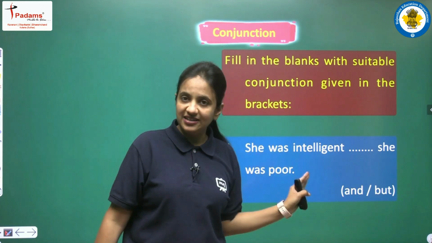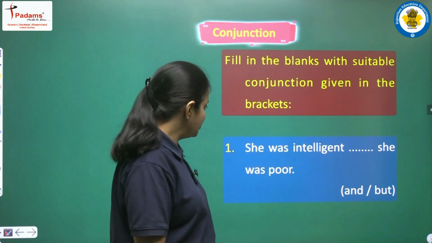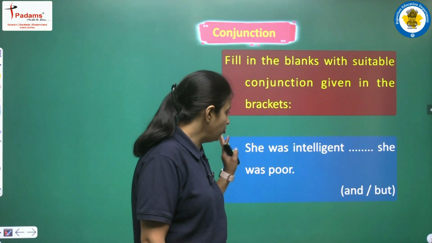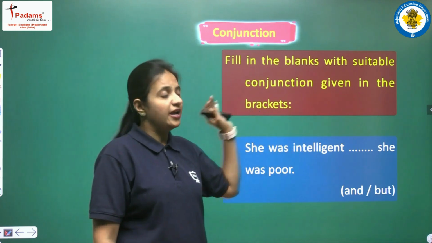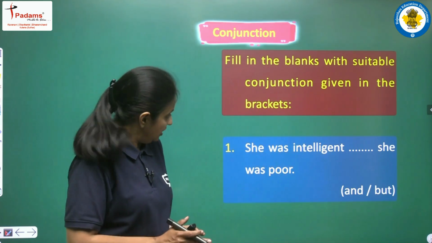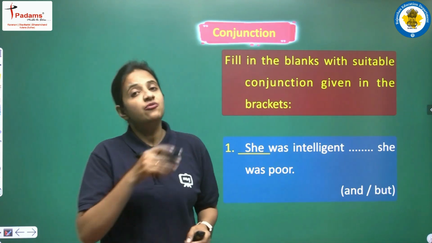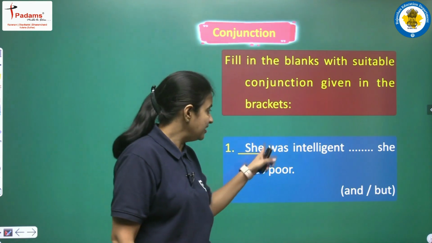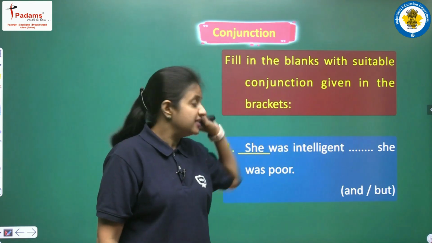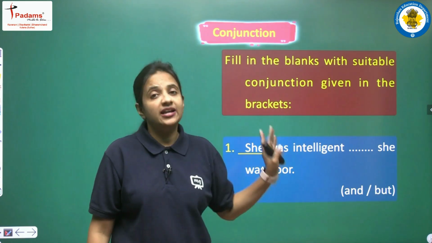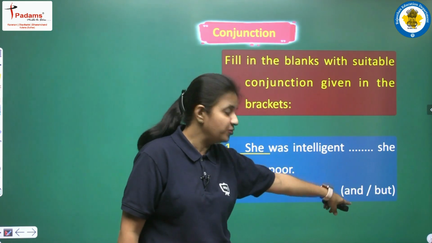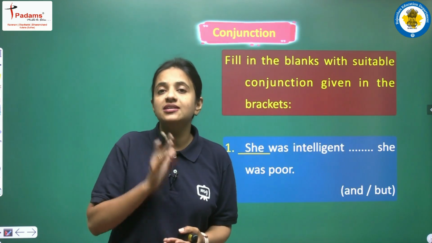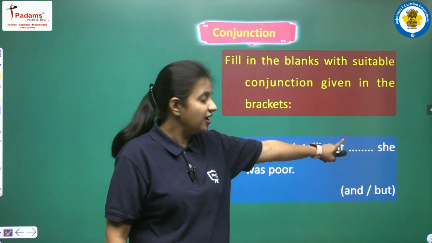So now let's read the sentence. Let's begin with our very first sentence. She was intelligent, she was poor. Here students, we have to understand the sentence very carefully and try to get the meaning. In this sentence we are talking about one girl. We are showing some qualities, some characteristics of that girl, and we are saying first of all that she was intelligent. The second thing, we are saying that she was poor, and we have two options, and the second option is but. So now we have to choose the most appropriate option that will come in this blank.